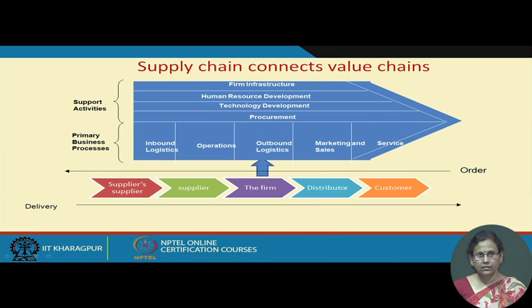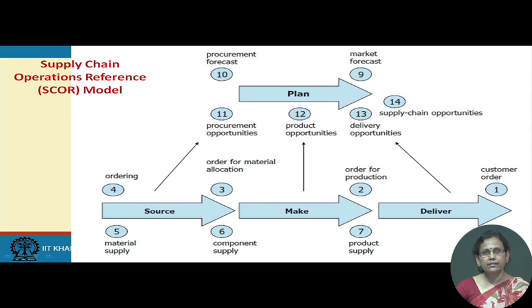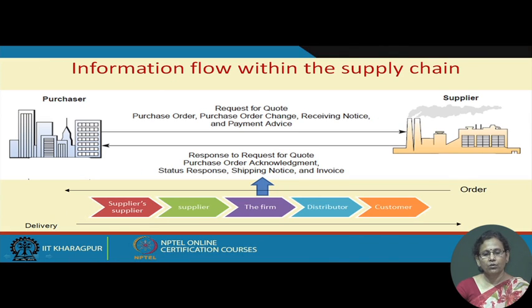A supply chain is actually the value delivery network which connects the individual companies who are responsible together to fulfill the demand of the customer. Then we saw that this supply chain goes through four major cycles, and to carry out this cycle, a number of activities are carried out and there is information flow while carrying out these activities.